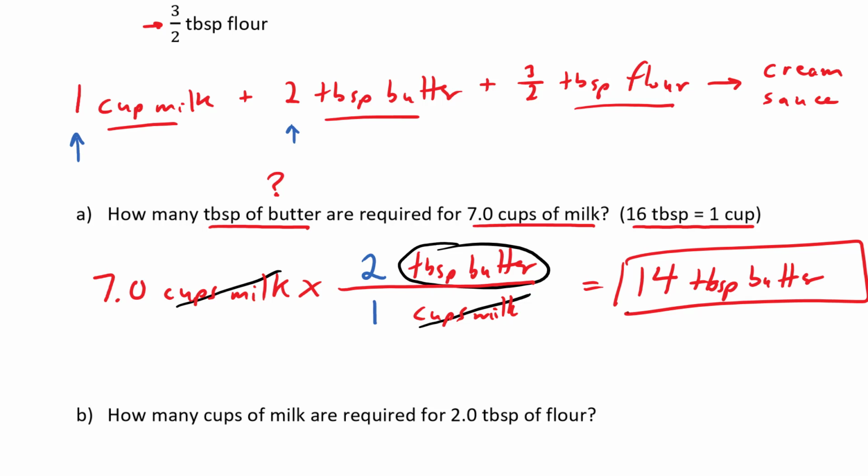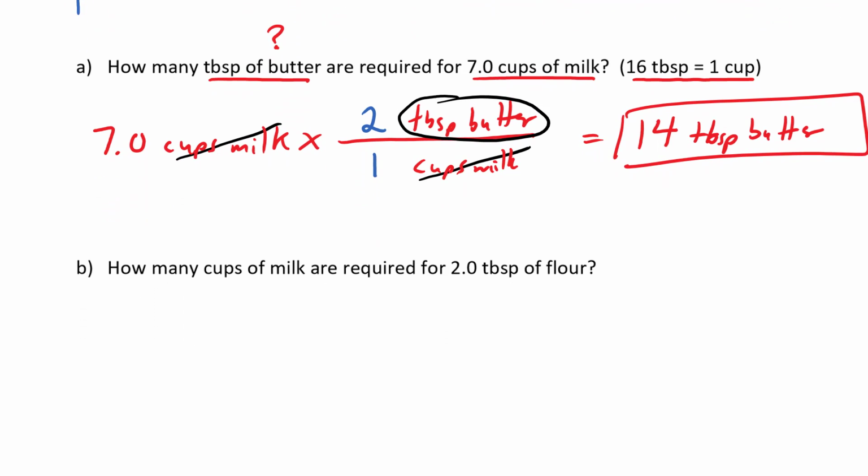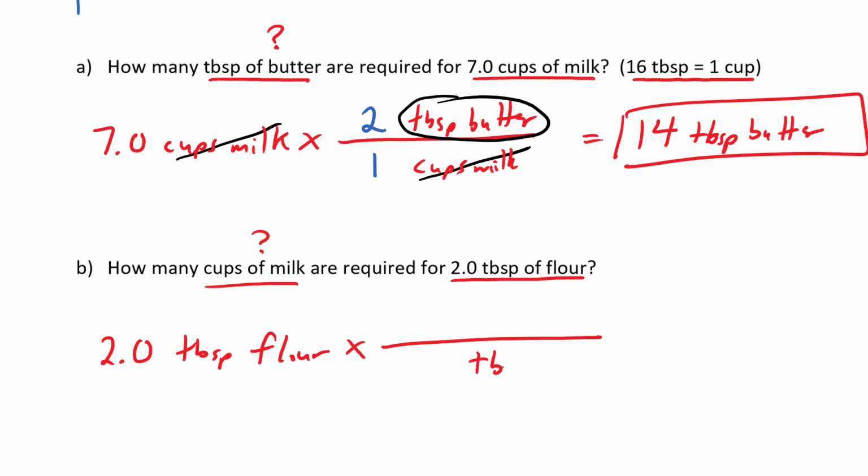So you can see we can look at the recipe, 1 cup of milk, 2 tablespoons of butter, 1.5 tablespoons of flour. These are coefficients in front of the ingredient. We can use these coefficients as conversion factors. Let's try another one. How many cups of milk are required for 2 tablespoons of flour? So I only have 2 tablespoons of flour, so how many cups of milk do I need to add? Write down what we're given. 2 tablespoons of flour. I want to get rid of tablespoons of flour, so I place it on the bottom. I want to convert to cups of milk, so I place that on the top.